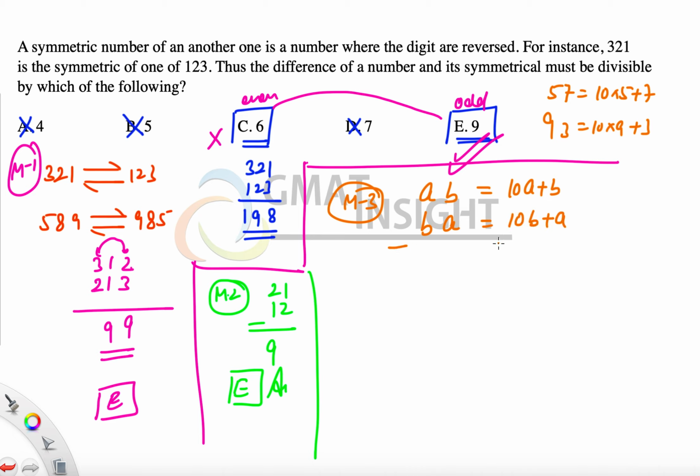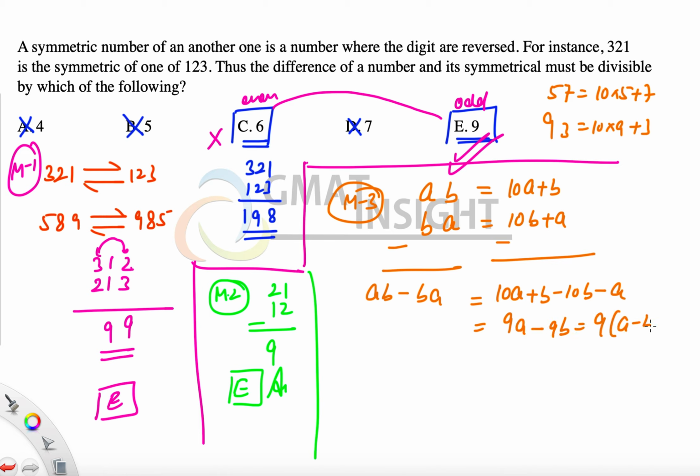Now, since we have to take the difference of these two numbers, what if we take the difference? On the left hand side, we have AB minus BA. On the right hand side, we have 10 times A plus B minus 10 times B plus A. So we are left with 9A minus 9B. That means 9 is taken common: 9 times A minus B. And that is how we get that the result is always divisible by 9, and that gives us answer option E. So method 3 is quite useful for understanding the algebra, because sometimes it might be useful as well.